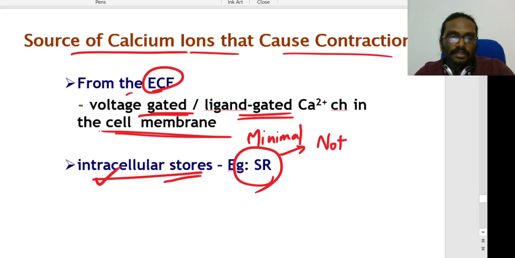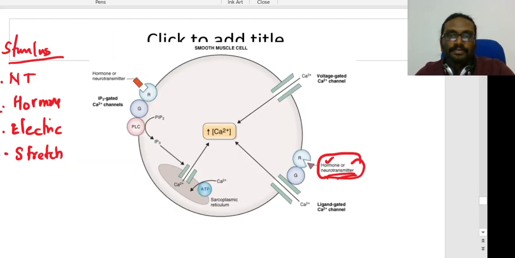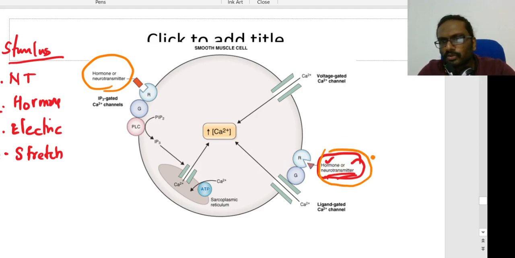So then what happens? Let's think in terms of a hormone or a neurotransmitter that comes to a receptor and how the action will proceed. Here we can see a hormone or neurotransmitter acting. But what is this hormone or neurotransmitter? We can call them a first messenger.